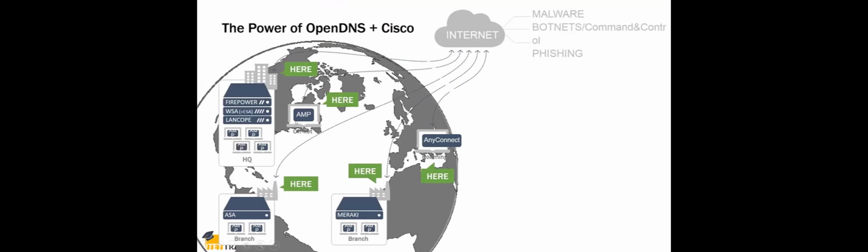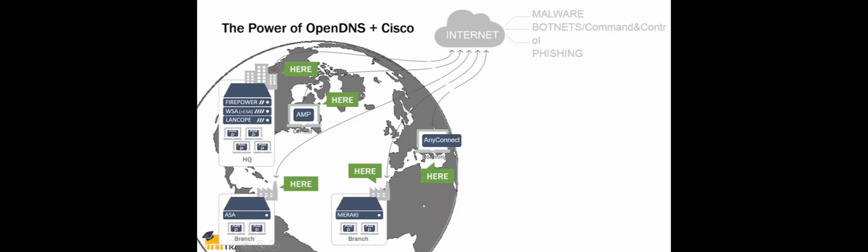Here you can see, as Cisco products, you have the HQ with endpoint security, WSA, email security, Firepower, which is AMP, and the next generation firewall. If you go to the branch office, you have the endpoint security and ASA with the next generation firewall. If you go to a branch office where you have the Meraki firewall, inside you have the endpoint security. And if you go to the roaming user, that's a laptop outside of your network, then you have AnyConnect.